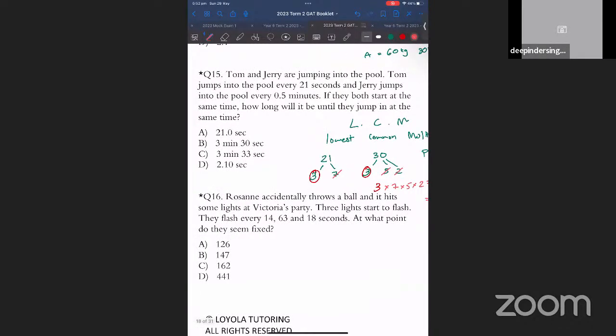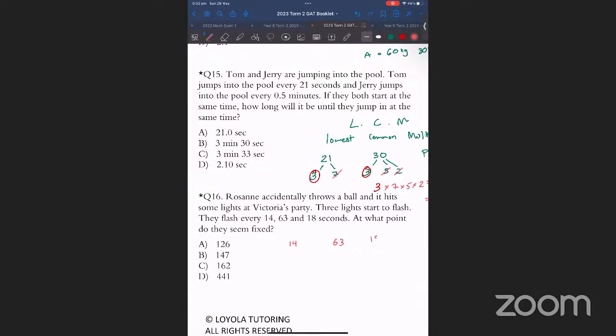All right. Same thing for the next question. We have 14, 63, and 18. 14 is 7 and 2. 63 is 9. Sorry, oops, not 9. 9 is broken down further. So we have 3 and 9. I'm going to cross that out. And this goes to 3 and 3. And 18 is 3 and 6, which is the same as 3.